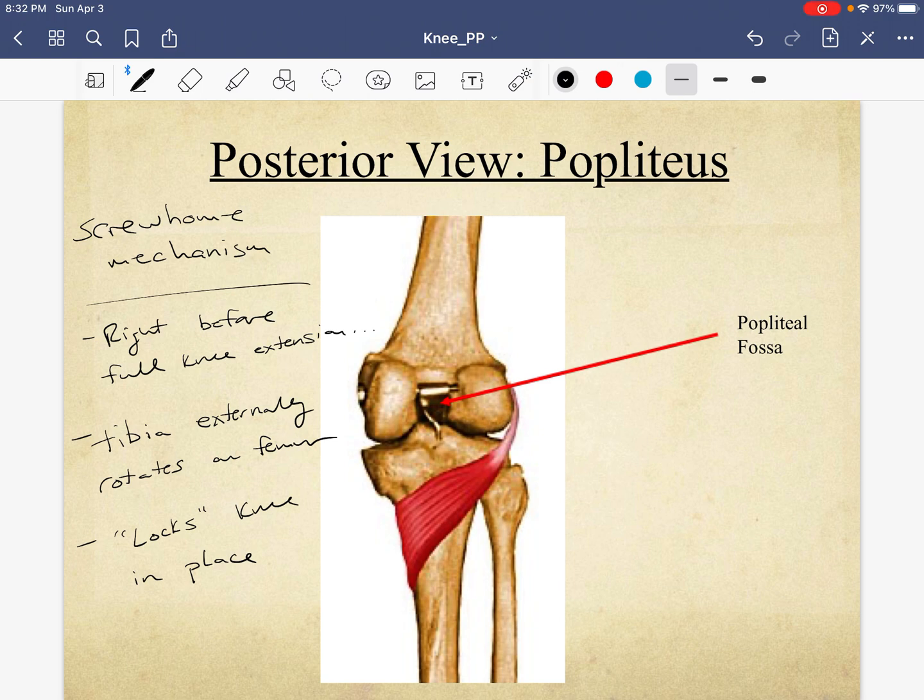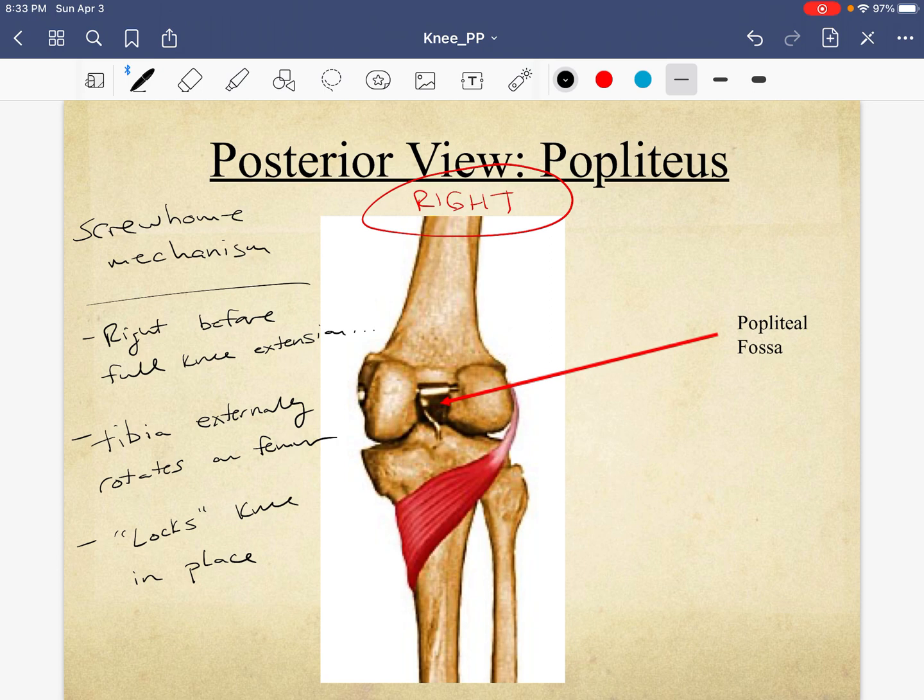All right, so right before full knee extension, the tibia is going to rotate laterally. So in this view of the knee, it's the posterior view. I'm going to give you a little quiz. Would this be a right or left knee? And we should be able to tell because of the location of the fibula. This just happens to be a right leg, right knee, femur, tibia, and fibula.